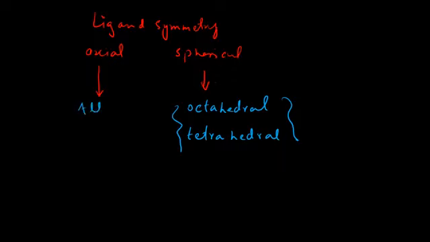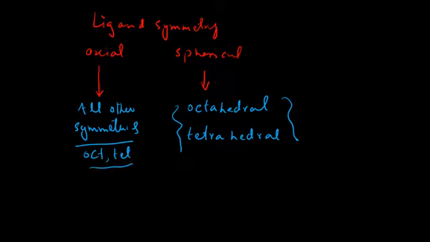All other symmetries, other than octahedral and tetrahedral, are axial. So for axial ligand symmetry, it should not be in the octahedral combination or the tetrahedral combination. All other symmetries except octa and tetra are axial. Only the octahedral and tetrahedral symmetries are the spherical symmetry for the ligand symmetry. Okay, now we come to the electronic.